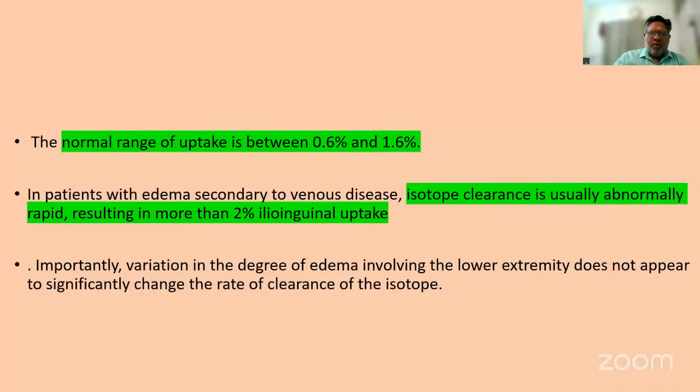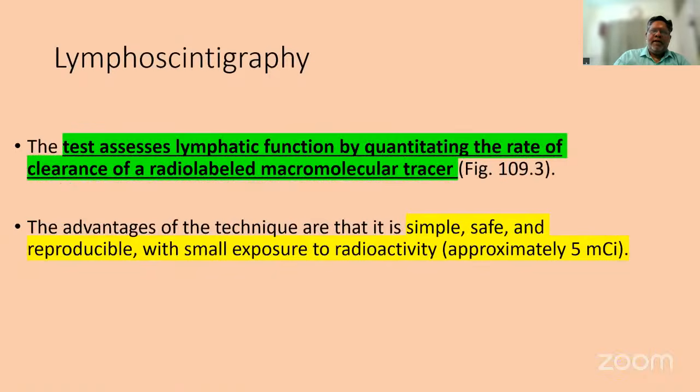But if the isotope clearance is abnormally rapid, it means it is a varicose vein disease, and the edema is secondary to a venous disease. It is a simple and safe test, and approximately 5 millicurie of radiation is exposed.